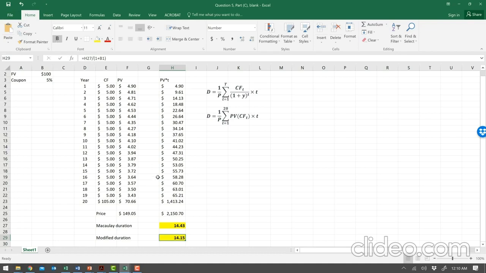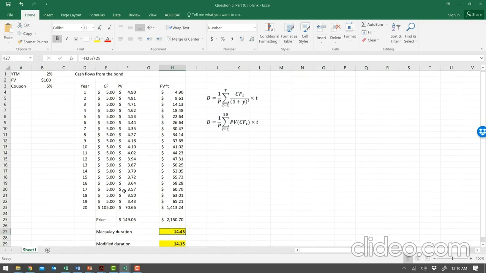Now, notice, going back to Macaulay duration, that this bond has 20 years to maturity, but its duration is 14.43. So remember that for a bond that pays 0% coupon, Macaulay duration equals exactly the maturity of the bond. But for any bond that pays non-zero or positive coupon, the Macaulay duration should be strictly less than the maturity of the bond. So in this case, the Macaulay duration is 14.43, which is less than 20, which again is reasonable because that number is less than 20.